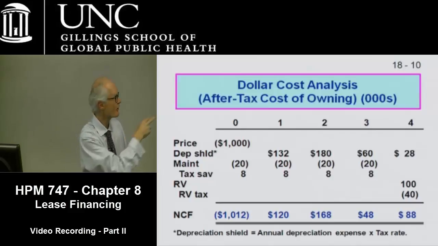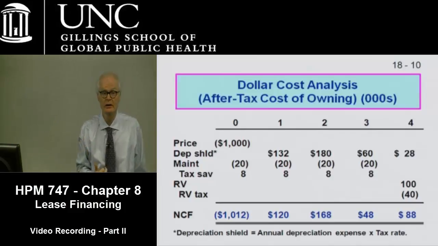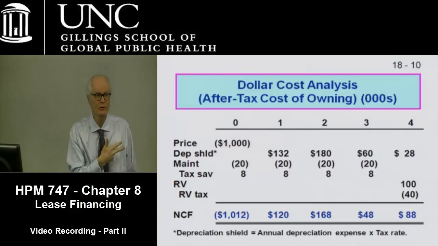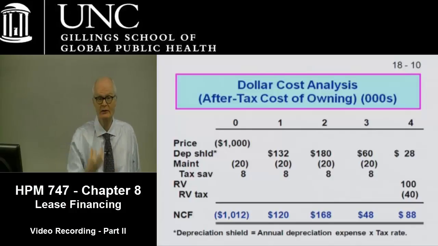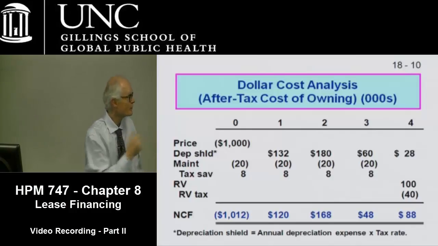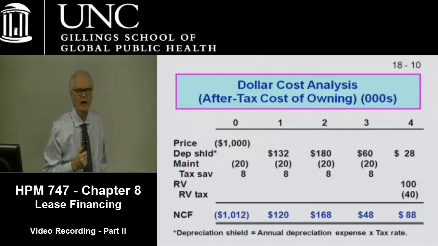40% of the maintenance cost, because the $20,000 a year is tax deductible. There'll be an $8,000 reduction in the taxes that are owed by this organization. So again, a reduction in the taxes is a cash inflow. And then finally, the residual value is 100. What does that mean?